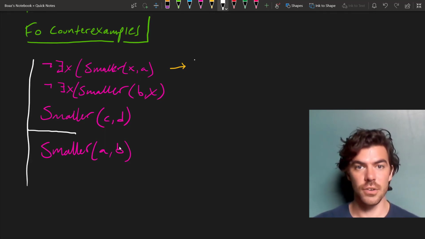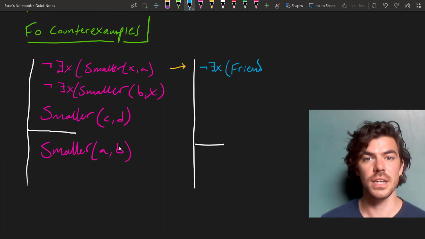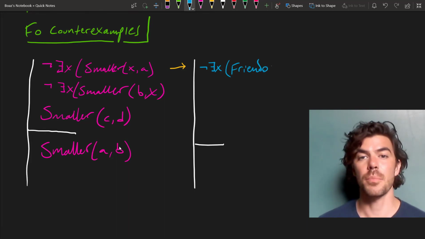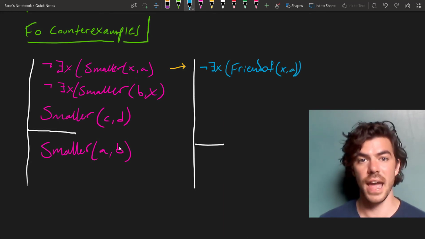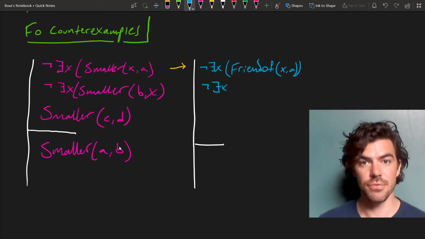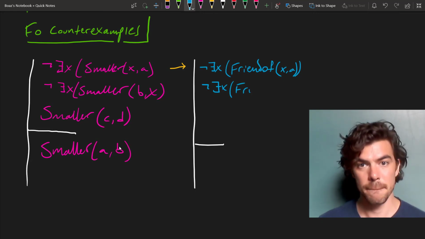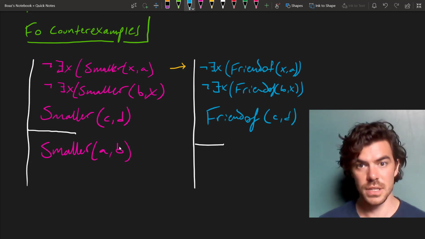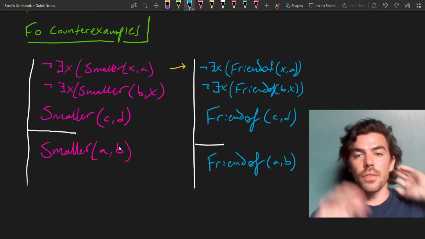So here's a counterexample. Let's try translating the one predicate that we have, smaller, to another predicate, friend of. So nothing is a friend of A, and B is a friend of nobody. This is what our second premise says. And C is friends with D, or a friend of D. Well, this just doesn't work.